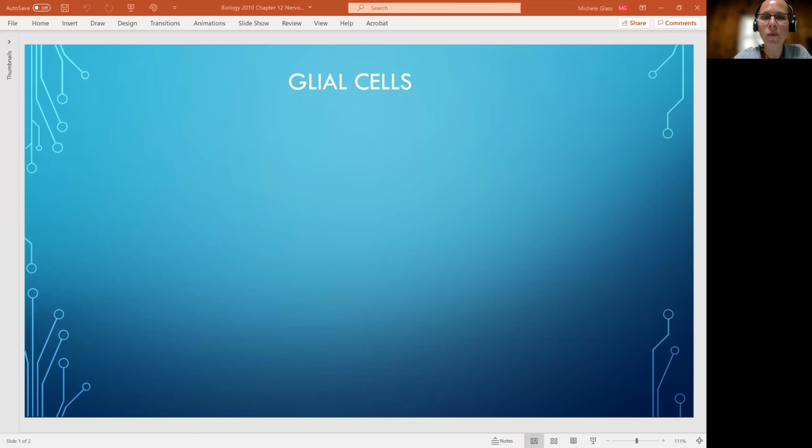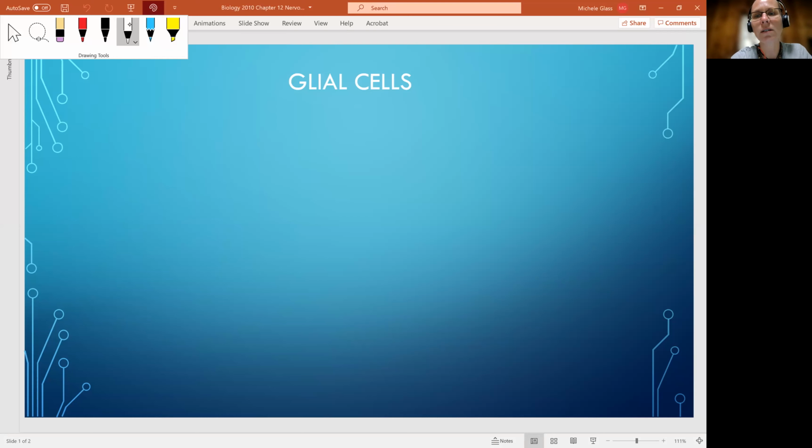We left off with our neuron, which is our functional cell type, the nervous system cell that's doing communication. And we're here with what are called glial cells. Sometimes they're called neuroglia or neuroglial cells. These are going to be more like your supporting cell.